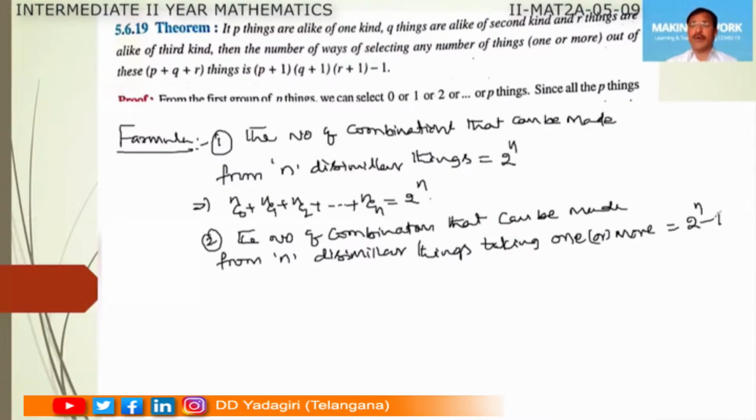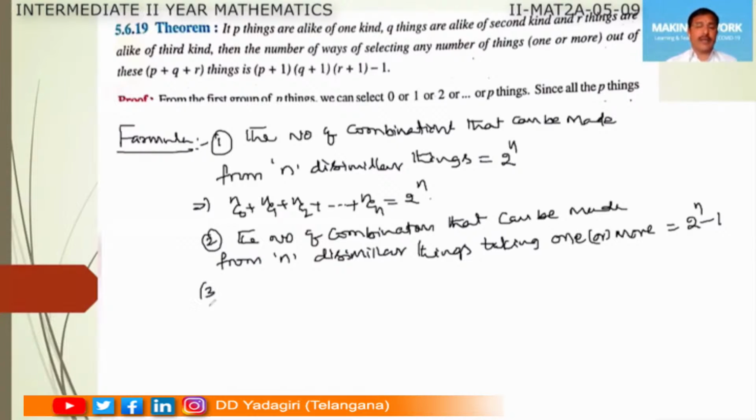ఏది తీసుకోకుండా ఏర్పడినటువంటి సంయోగం. సో మనకి ఇక్కడ ఏమన్నాడు, ప్రతిసారి ఎన్నో కొన్ని తీసుకోవాలి, ఒకటి కానీ అంతకంటే ఎక్కువ కానీ తీసుకుంటూ ఏర్పరిచే సంయోగాల సంఖ్య కావాలి. ఇప్పుడంటప్పుడు ఏది తీసుకోకుండా ఏర్పడేటువంటి సంయోగాన్ని మనం తీసేయాలి. కాబట్టి మొత్తం సంయోగాలలో నుంచి ఏది తీసుకోకుండా ఏర్పడేటువంటి సంయోగాన్ని మనం తీసేయాల్సి ఉంటుంది. దట్ ఈస్ 2 power n minus 1.